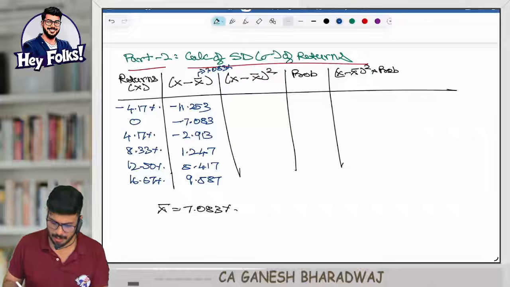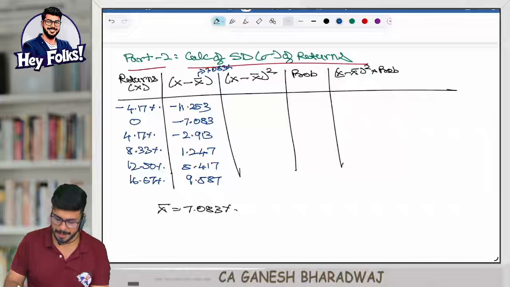Is that clear? Now come on, X minus X bar, the whole square, how much is that? 11.253 squared is equal to what figure? Come on, quick.